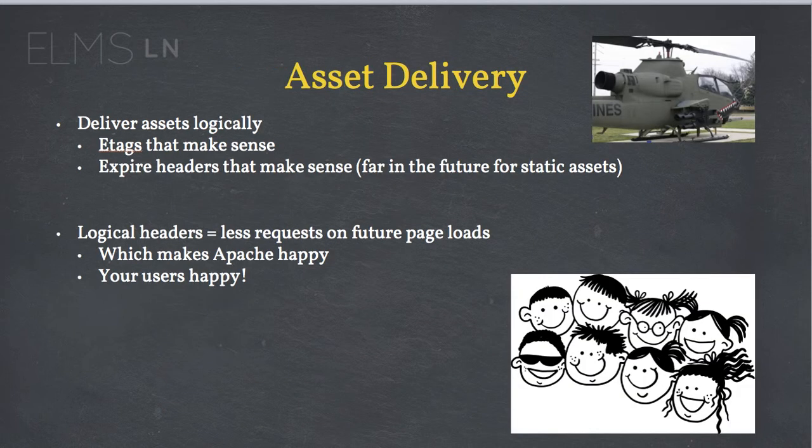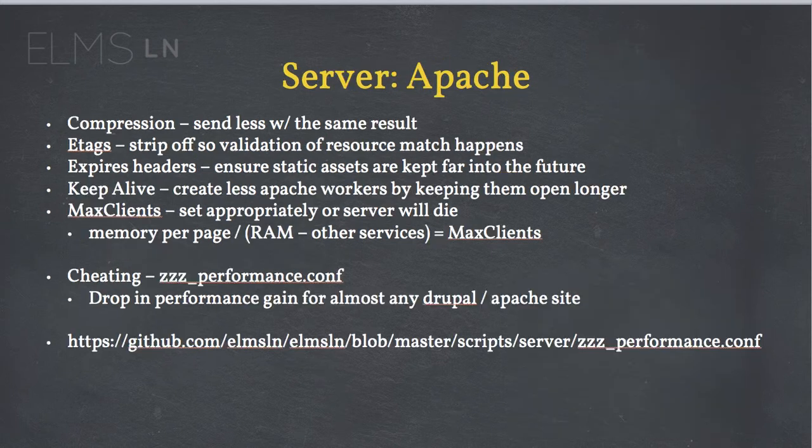And so that gets into asset delivery, as mentioned. Make sure the ETags make sense, expires headers make sense. Like, if there's an image that's the banner of your page, it should be telling the browser, hey, this is going to be the same for the next month or year for all I care. And so these logical headers make Apache happy and make your users happy too.